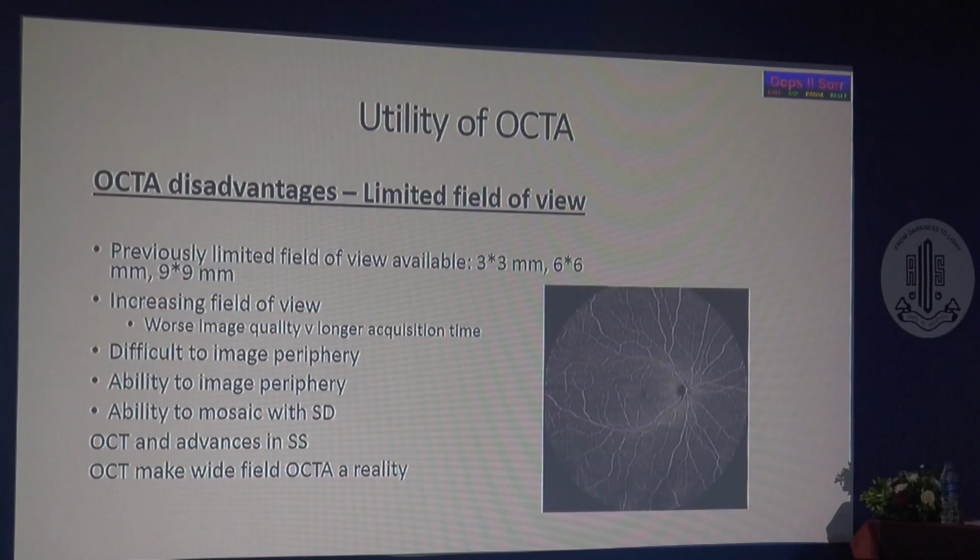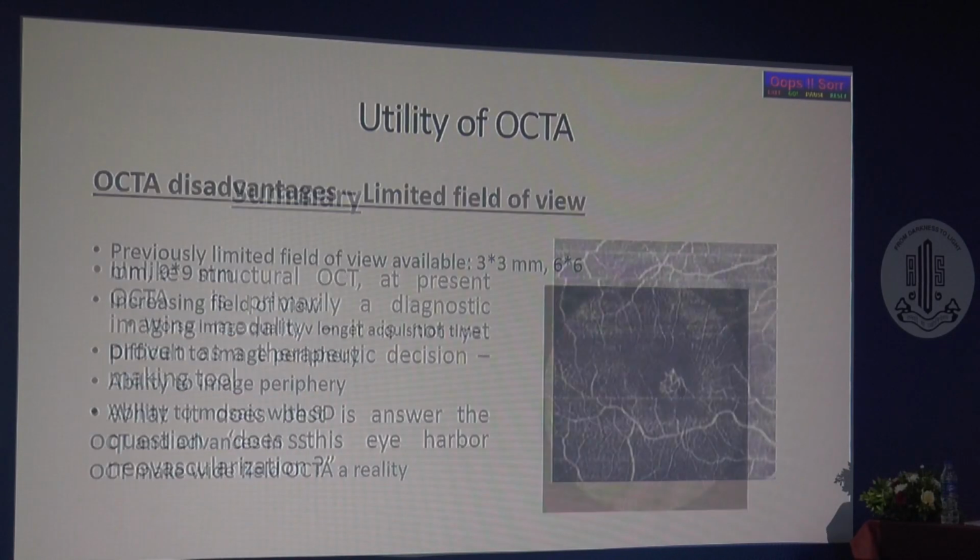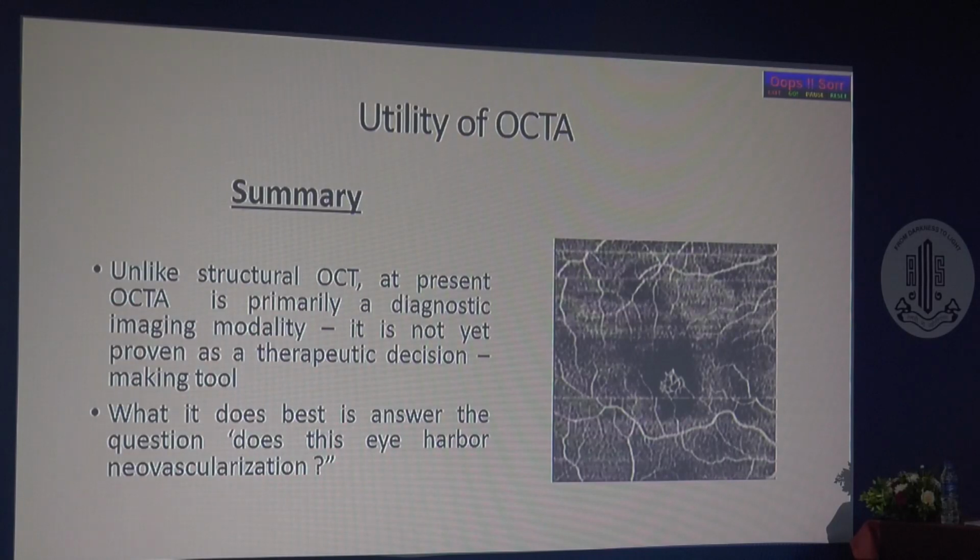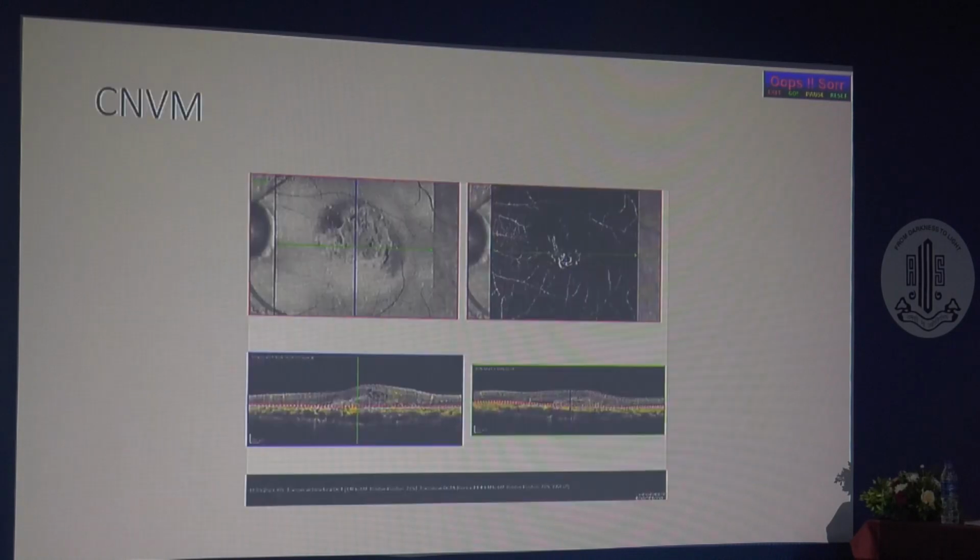So the limitations I mentioned was that some start with 3x3, some 6x6. Now up to 12 we have the mosaic. So they superimpose 4 or 5 photographs and create a mosaic. So you see it like a fluorescein angiography. So in summary, it is a diagnostic tool still basically for CNVM, but we don't know what is the best answer to treating. So I'll just show you a few cases.